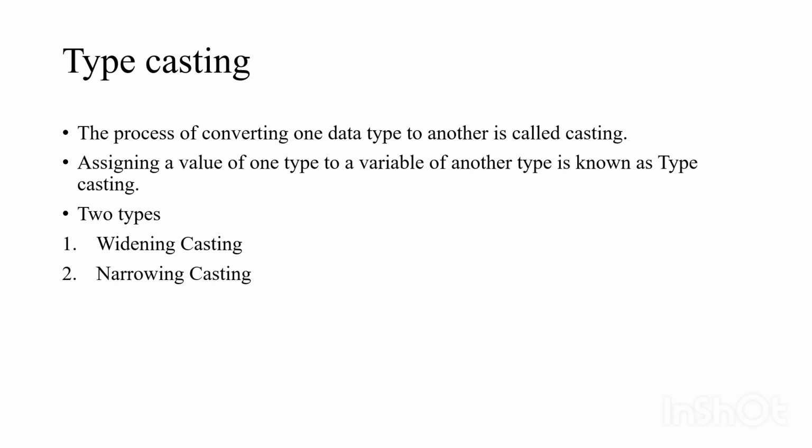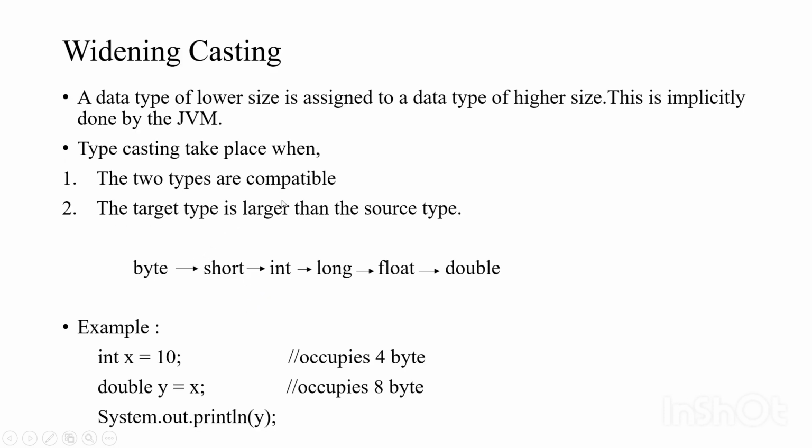There are two types of typecasting. First one is widening casting and second one is narrowing casting. So here we will see in detail what exactly it is. First of all we will see widening casting, right?